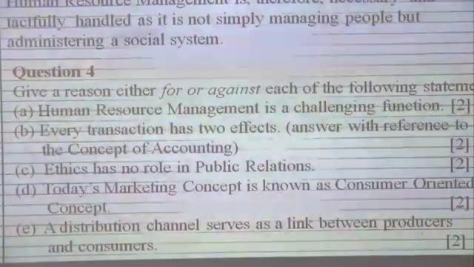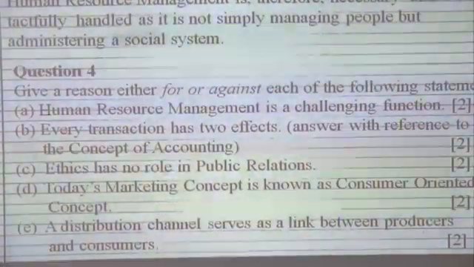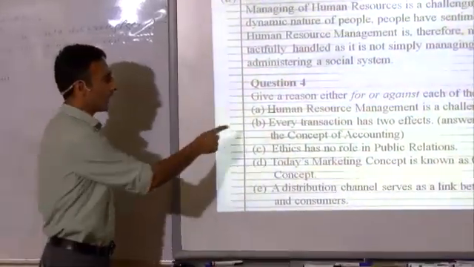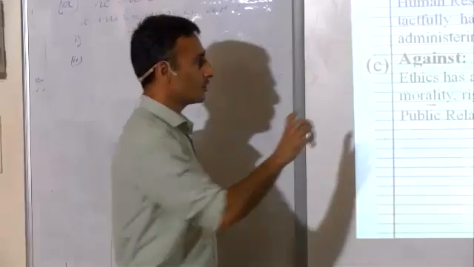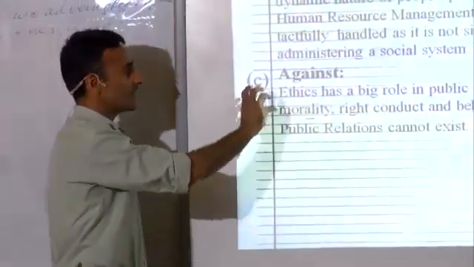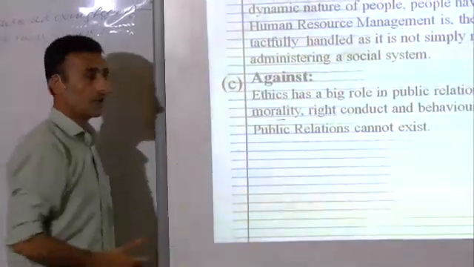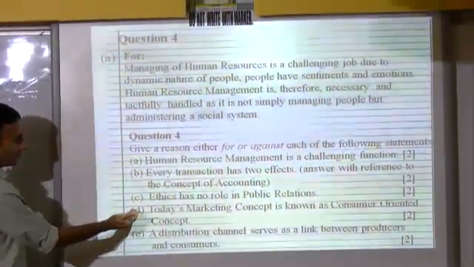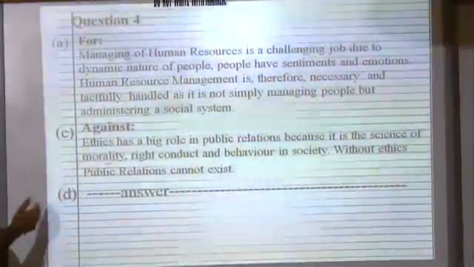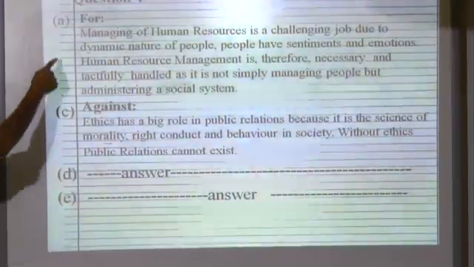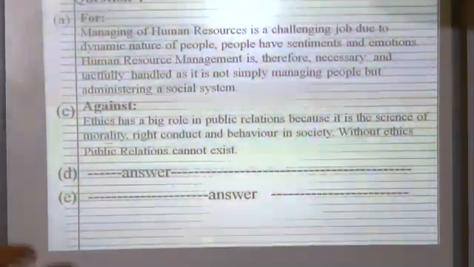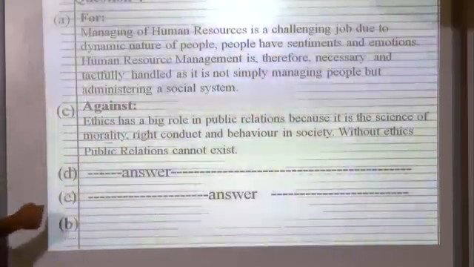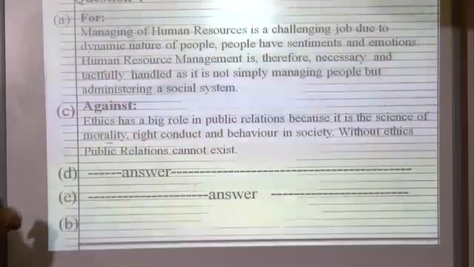Then number B, every transaction has 2 effects. Now supposing I do not know the answer to this question, then I can skip to number C, ethics has no role in public relations. So I might take a decision to leave the space and write down this number C here, or I just write number C and give the answer to question number C. Now number C is the question for against. So I write the word against and give the explanation. So similarly you have number D, then E. So I write the answer for number D. I write the answer for number E. I have not written the answer for number B. So what I do is, if I wish, I can leave the space right after E, or I can leave the space in between for the answer, okay? And after you have finished this, I can draw a line so that this entire question number 4 is finished there.